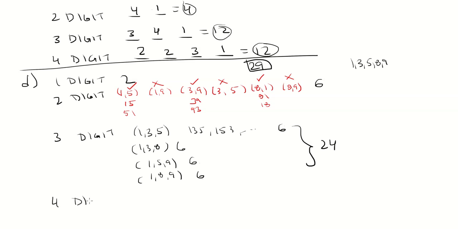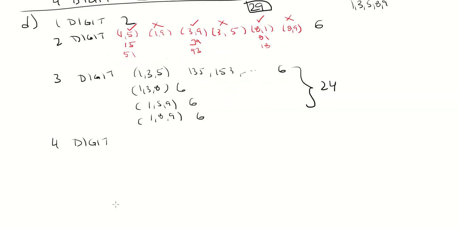And then moving down to 4 digit. So this one's a little tricky. We're going to do 2 cases. First case, the first digit is a 1. The second digit is a 3.